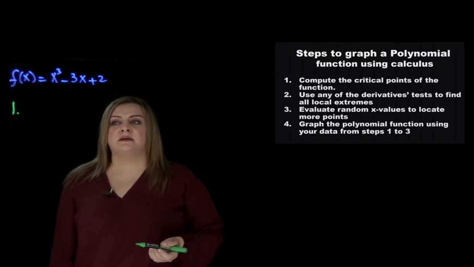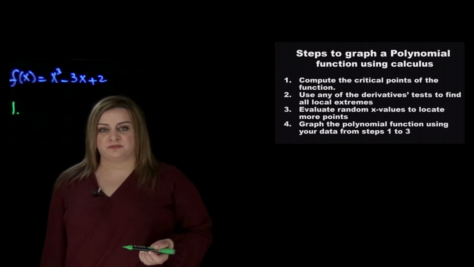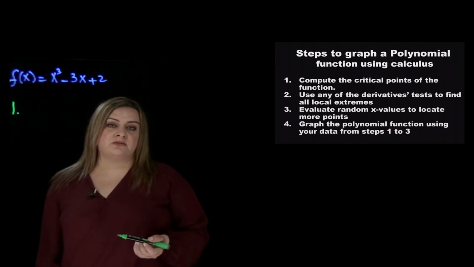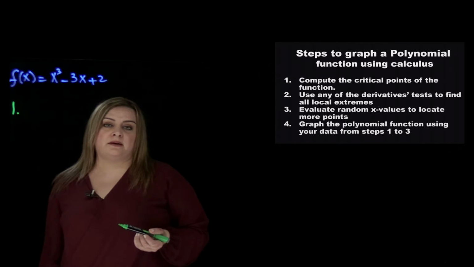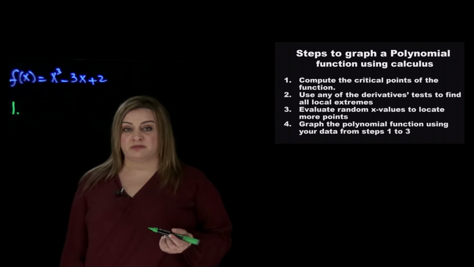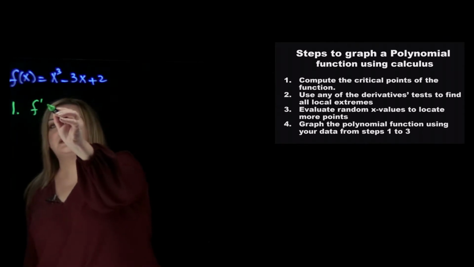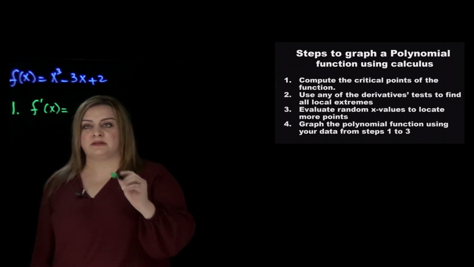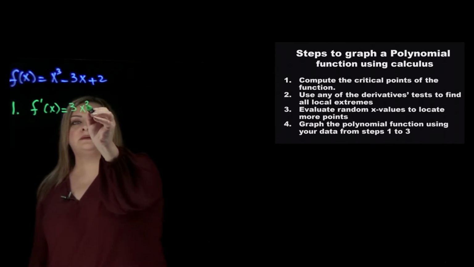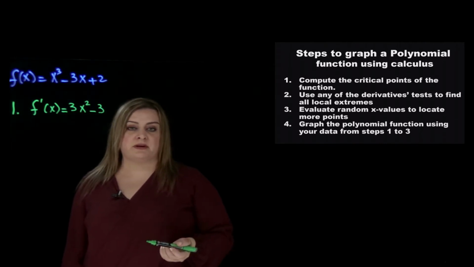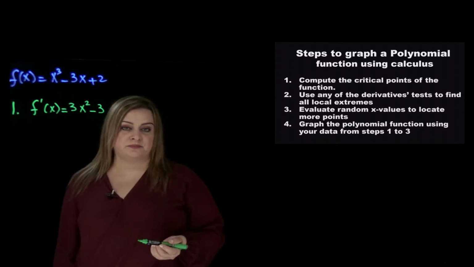Step 1 says, compute the critical points of the function. To find the critical points, we will first compute the critical numbers. Anytime we're asked to find critical numbers, we know that we have to compute the first derivative of the function. In our case, we will find f prime of x. So, computing f prime of x, we apply the power rule for derivatives and have 3x squared minus 3. 2 is a constant. The derivative of a constant is 0, so we are done.